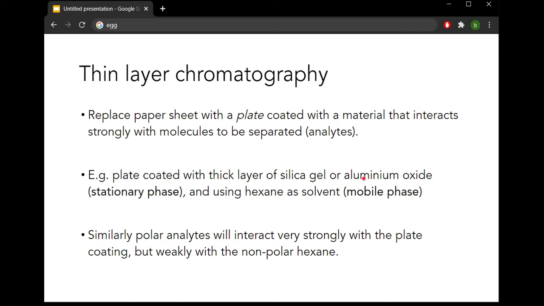Never mind. So, polar analytes, right? Because the stationary phase is polar, they'll interact very strongly. So you can think of it as a bit like glue, right? Because the paper or the sheet is coated with a glue that interacts very strongly with polar materials, polar analytes will have a very hard time migrating up the plate, right? So they interact very strongly with the plate, but very weakly with the non-polar hexane.